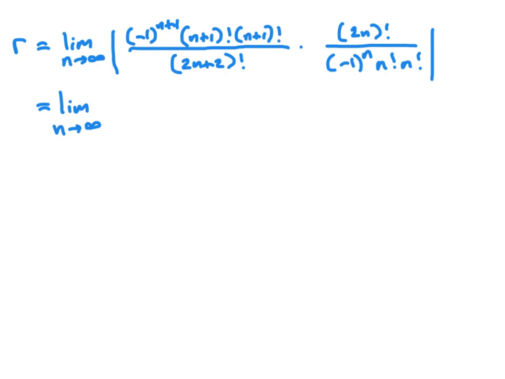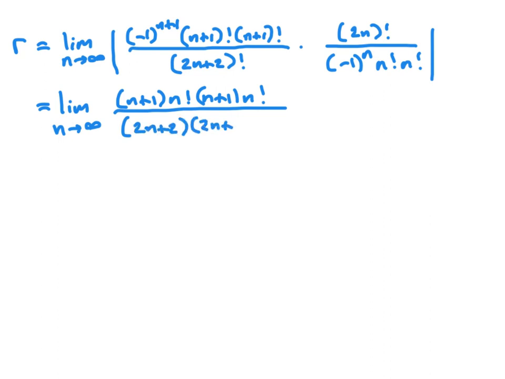And so what we're left with is an (n+1) factorial in our numerator, which we can think of as (n+1) times n factorial times (n+1) times n factorial, all over (2n+2) times (2n+1) times 2n factorial. So this is our standard way of simplifying factorials. And the reason we simplify them like this is because we're going to be multiplying this by the 2n factorial over n factorial times n factorial.